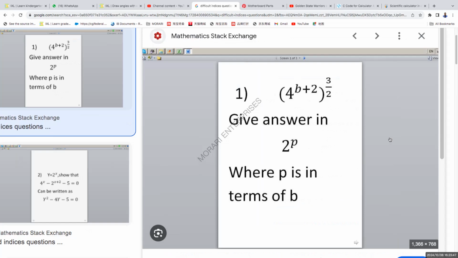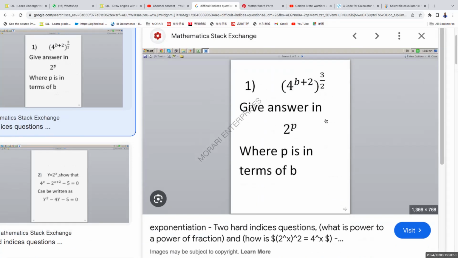You understand the question? This is a math expression in which the number here is 4. But make the expression and replace 4 by what? 2. And p will be an expression of b. Do you understand the question now?